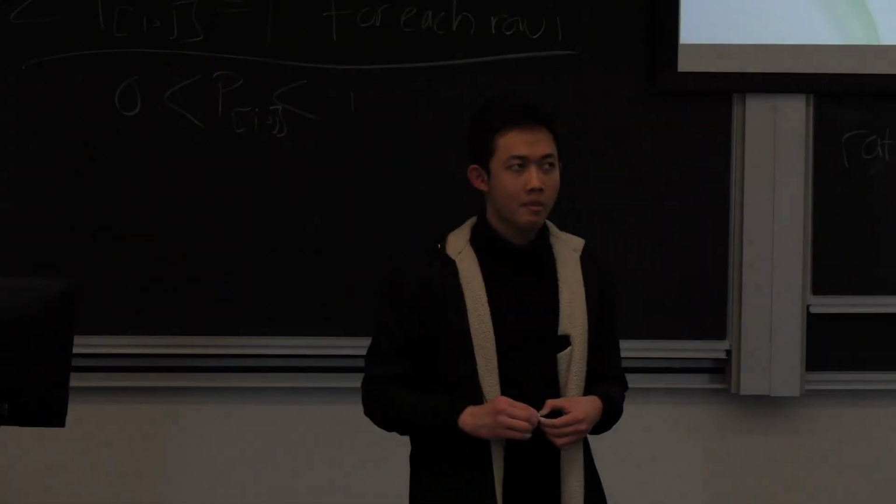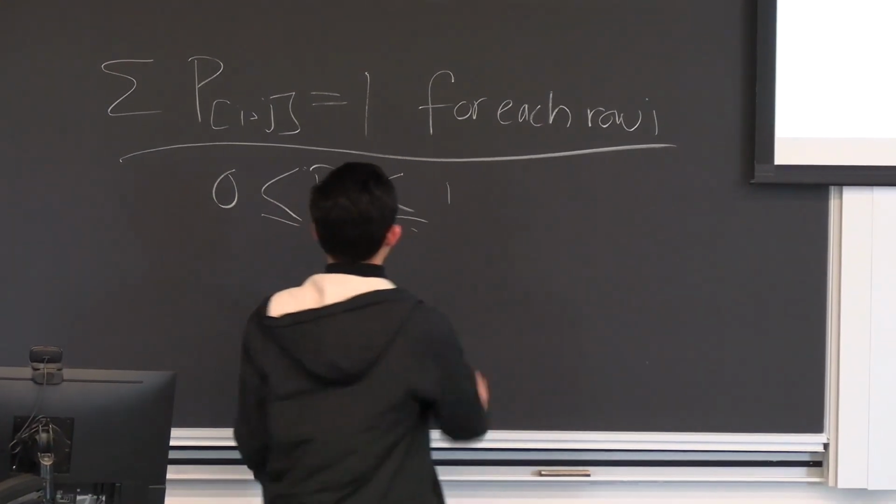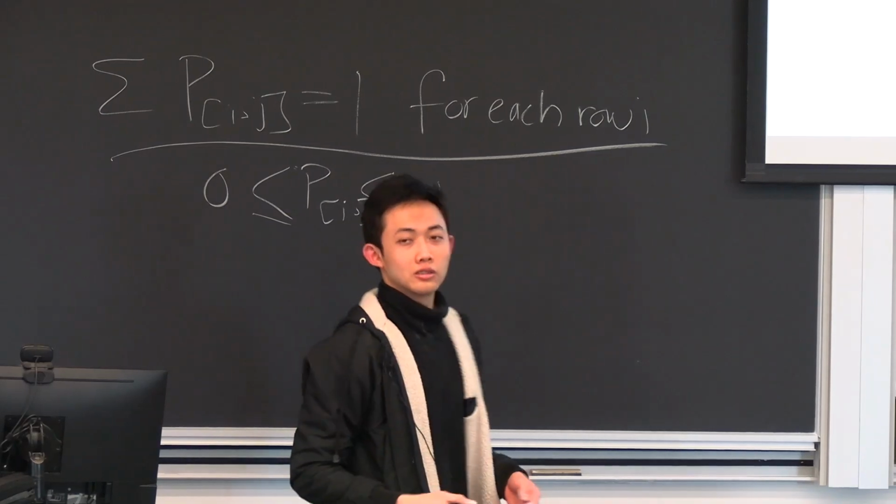Would the probability ever be equal to 0 or equal to 1? Yeah, that's true. Sometimes it's equal to 0, sometimes it's equal to 1. Thank you.